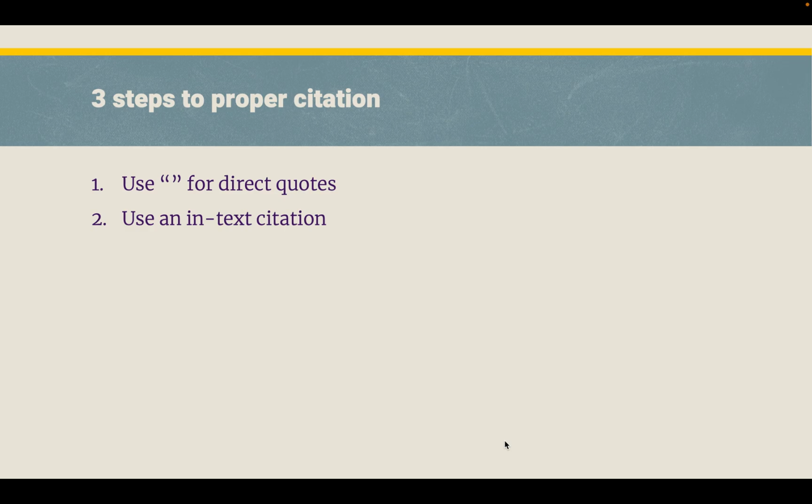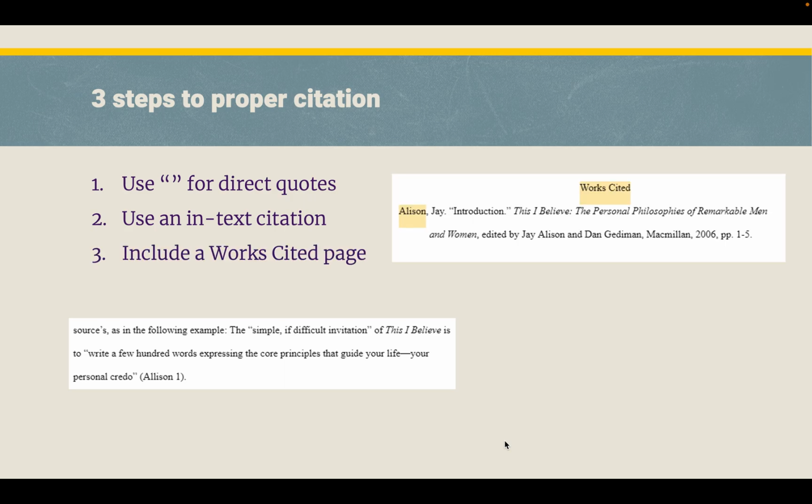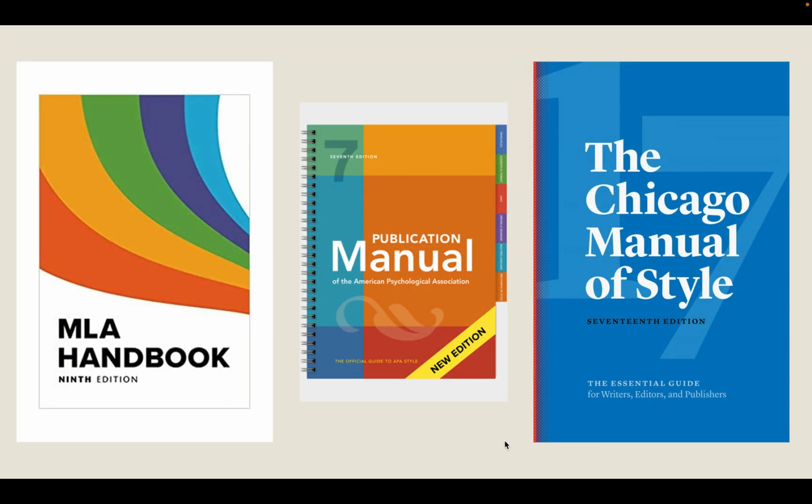Secondly, we need to provide an in-text, or sometimes called a parenthetical, citation anytime we quote, paraphrase, or discuss a source in our writing. Typically looks like this in MLA. And we need to provide a complete list of works cited at the end of the paper. So this video is going to cover item number 2, and we'll cover the basics of works cited lists in a separate video.